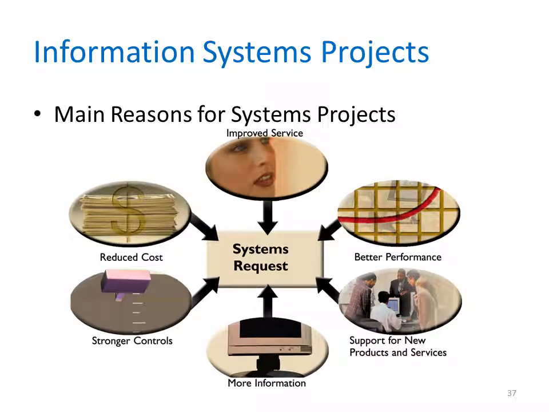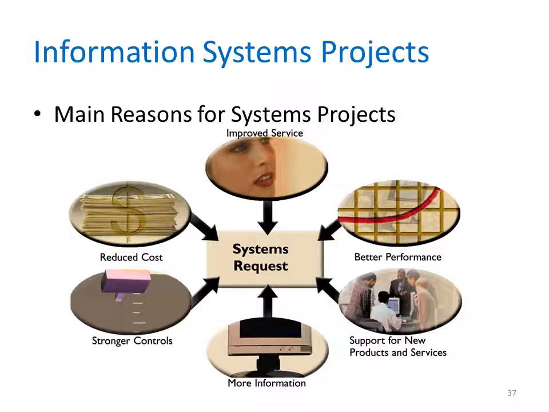Earlier, we alluded to the fact that businesses are in competition with other businesses in the business world and environment. They strive to achieve competitive advantage, operational excellence, create new products and services and business models to raise revenue and profits, and also to improve decision making for managers and employees. So what are some of the main reasons that systems projects get approved? Well, take a look at the slide here.